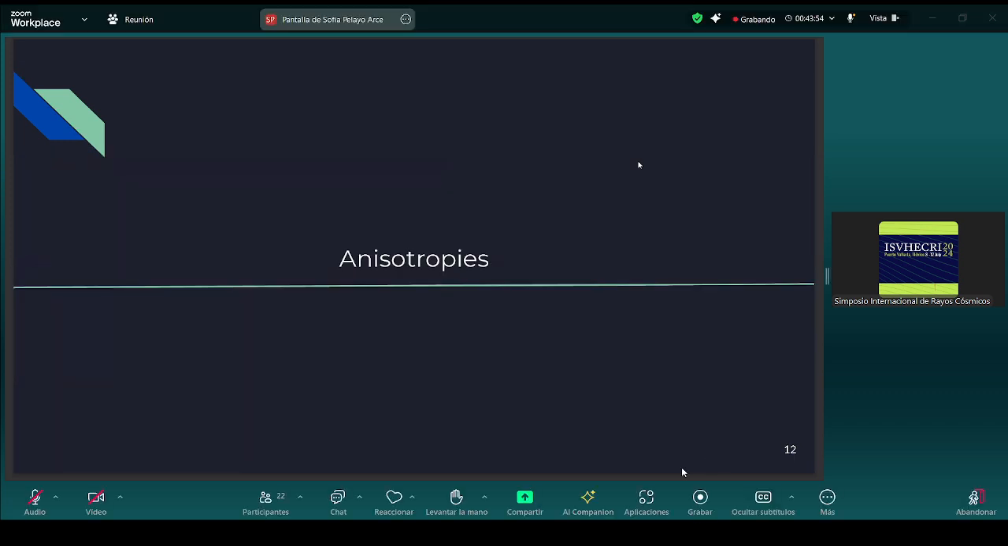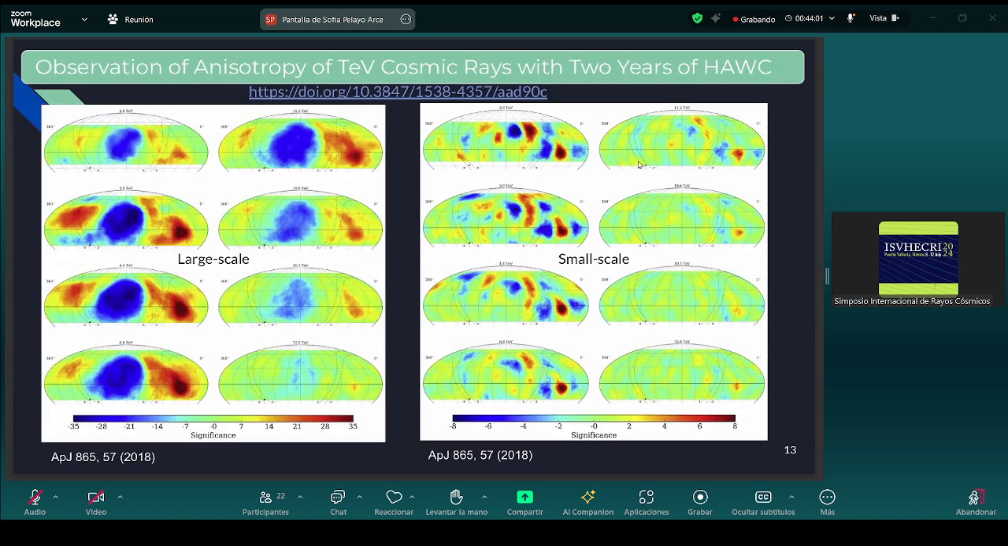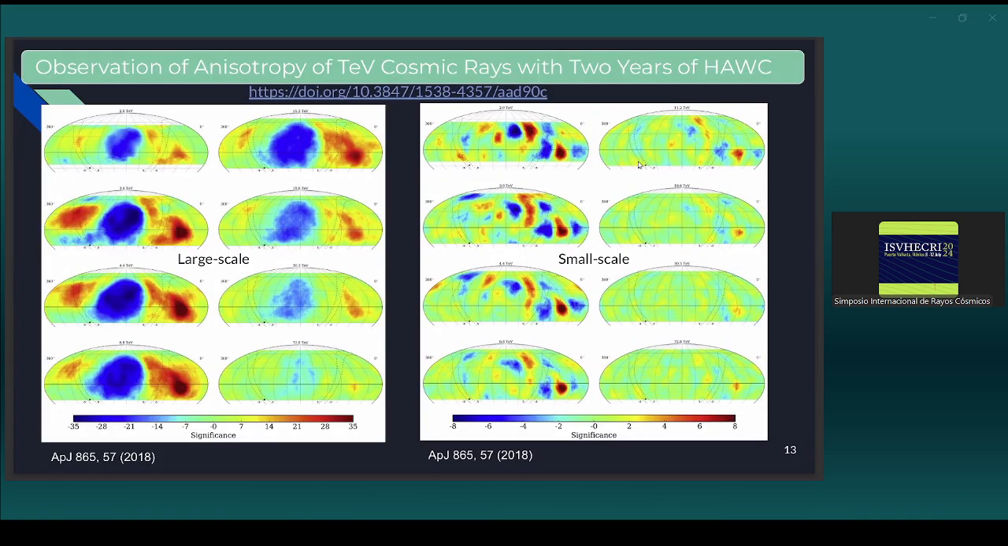Now, about the anisotropies of the cosmic rays. What we have is this previous work from 2018, where we checked the anisotropies at large scales and small scales at different energies. As we see, at high energies these anisotropies just start disappearing. And when we check for the small scale anisotropies, we get these little hotspots.